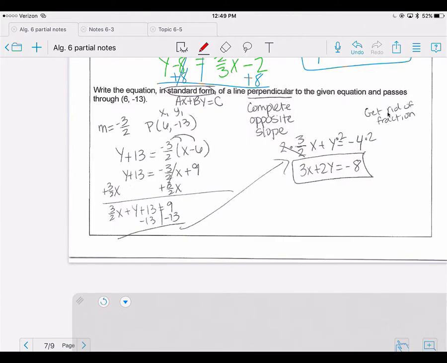From there, I have to get rid of the fraction because standard form needs x and y on one side, and we can't have fractions. So I multiply everything by 2. The 2's cancel with my x, and I'm just left with 3x. 2 times y is 2y, and 2 times negative 4 is negative 8.